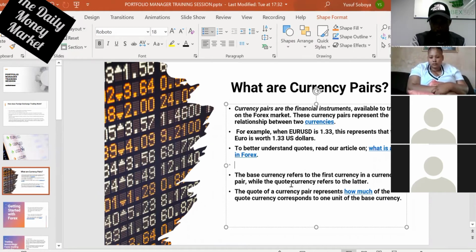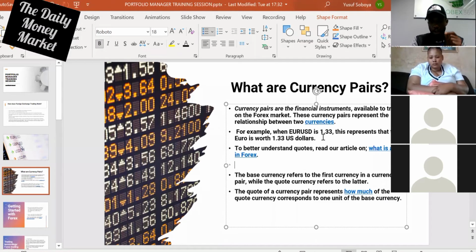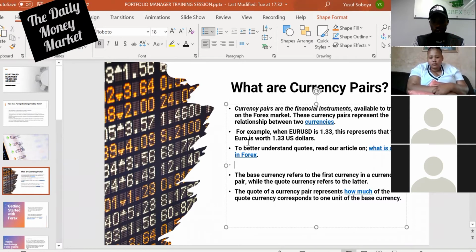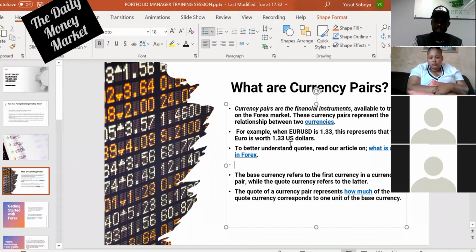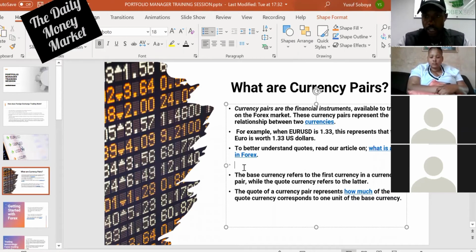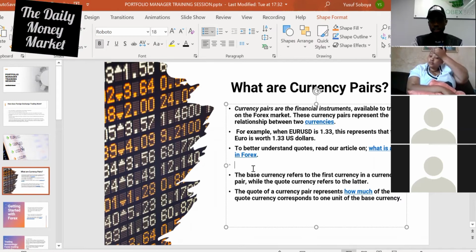All right, if you look at it, when EUR/USD is at 1.33, this represents that the euro is worth $1.33. Why didn't they say that the USD is worth $1.33? They chose the euro. If no one knows, just take a note on that. We'll continue to explain and you'll get why it's based on the euro.